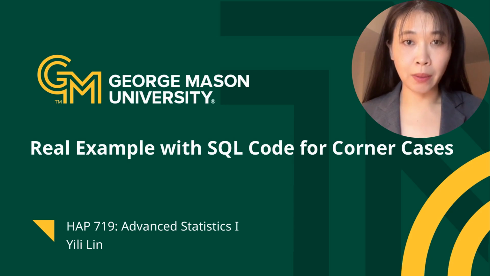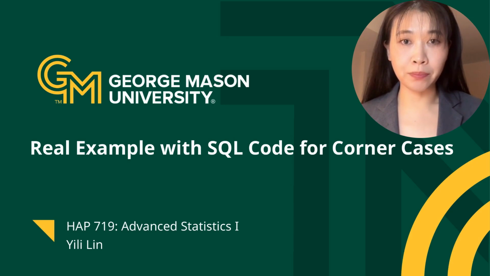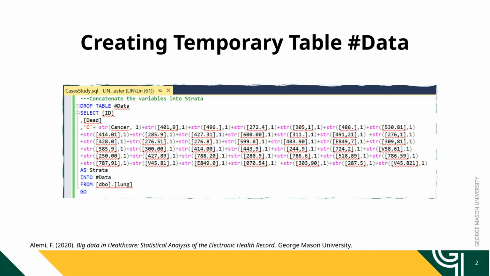In this section, I'll be guiding you through a real-world example using SQL code for corner cases. This block of code sets up the initial dataset for analysis by selecting relevant columns from the lung table. It prepares the data for further calculations and manipulations.